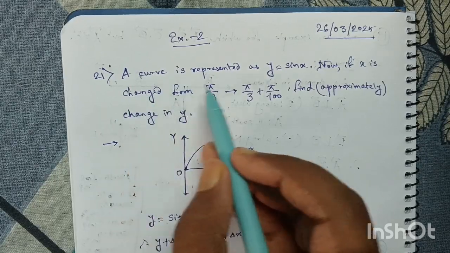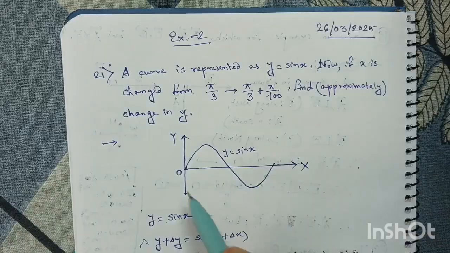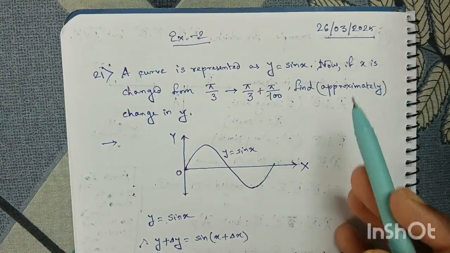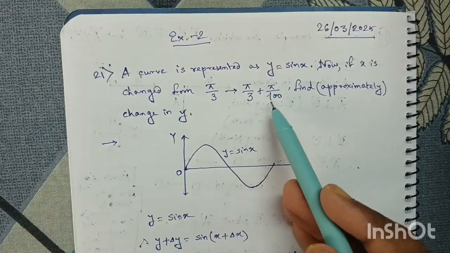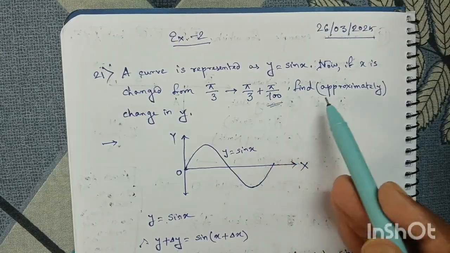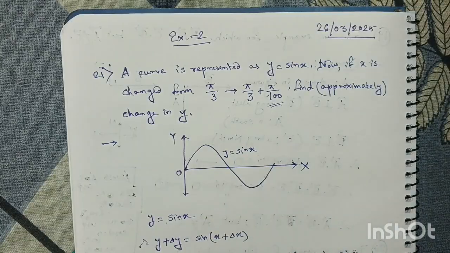It says a curve is represented as y is equal to sin x. It is shown in this figure. Now, if x is changed from pi by 3 to pi by 3 plus pi by 100, which is a very small number, find approximately the change in y.